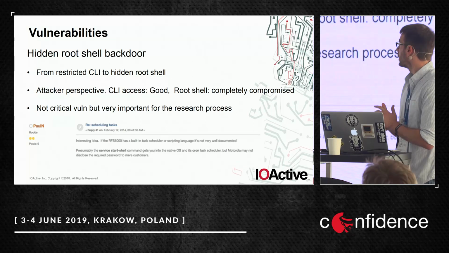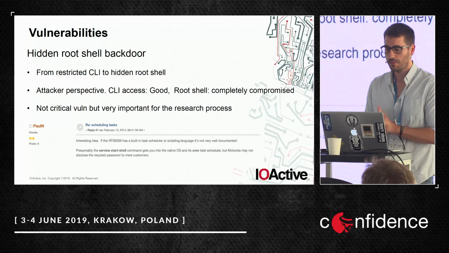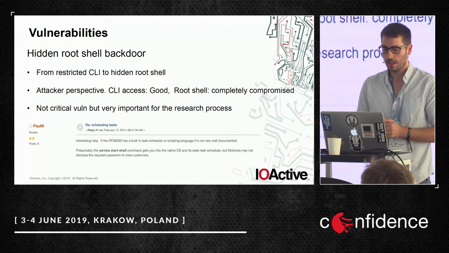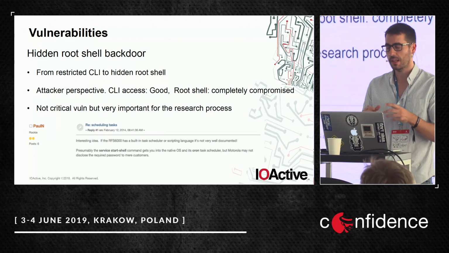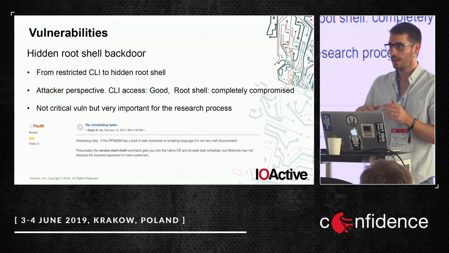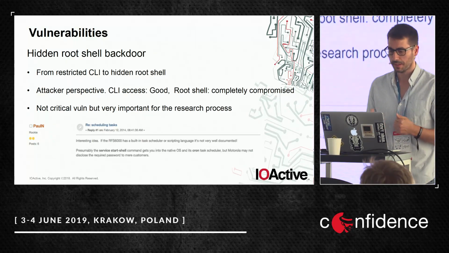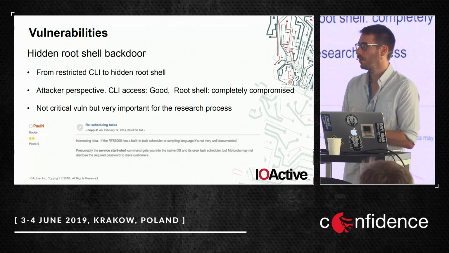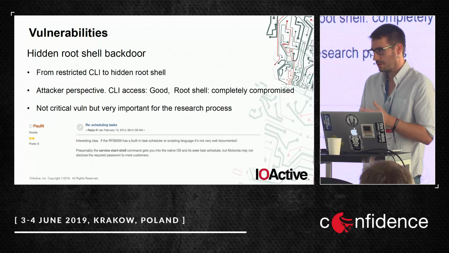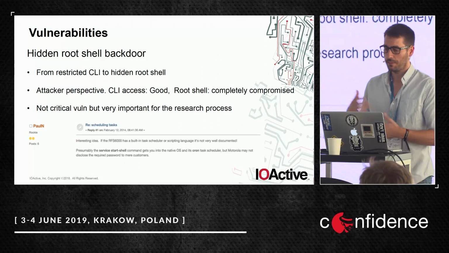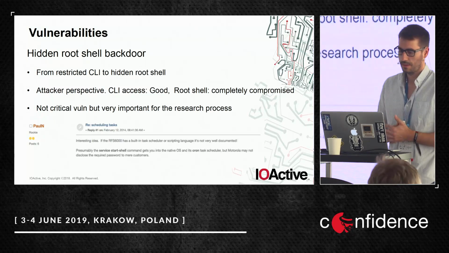So let's start with the vulnerabilities. The first one is a hidden root shell kind of backdoor, which allows us, from the restricted command line interface that we saw before, to get access to the embedded Linux that is running in the background. From the attacker's perspective, if the attacker somehow compromised the command line interface, like by compromising the credentials, it's okay, you can do a lot of stuff. But having a root shell, we can say that the device is completely compromised, right?